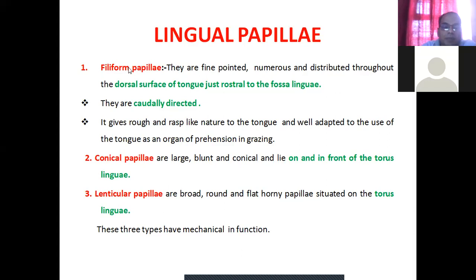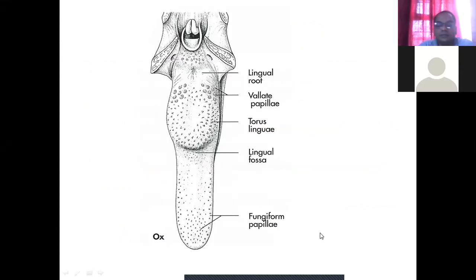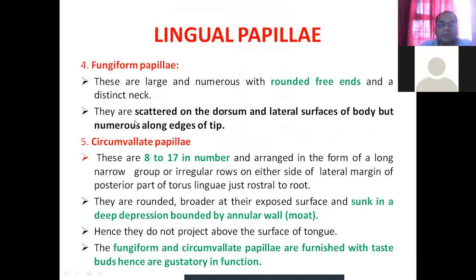So these three papillae, what are those? Filiform, conical, and lenticular papillae. These three are mechanical in function. Mechanical in function means they help in catching the food. Another thing, you see this picture of the lingual papillae, the fungiform papillae. I have discussed the filiform, conical, and lenticular papillae.